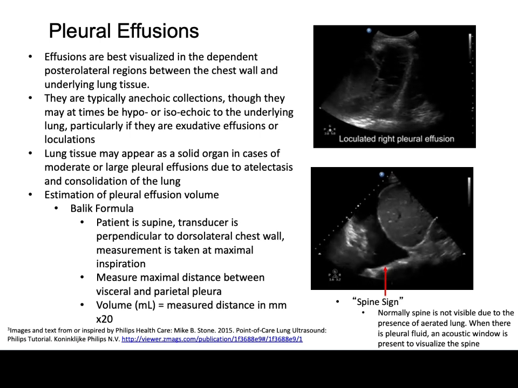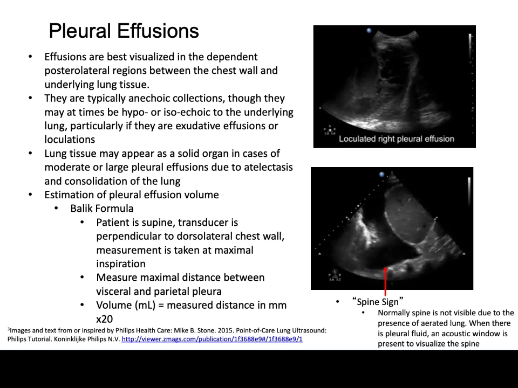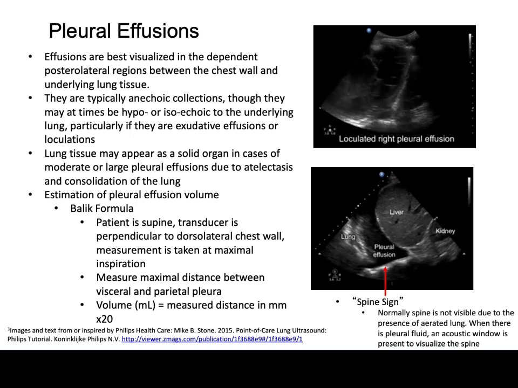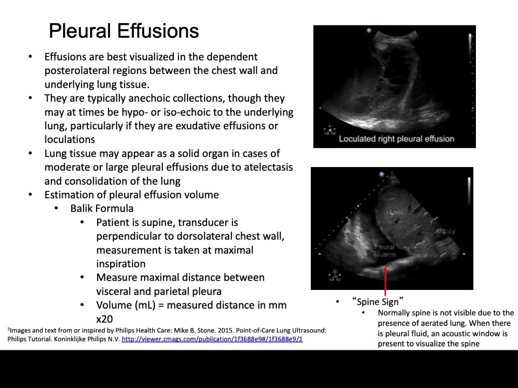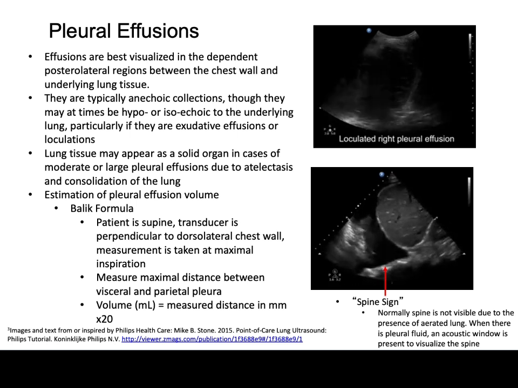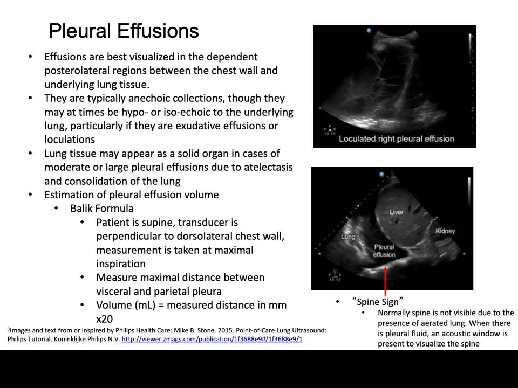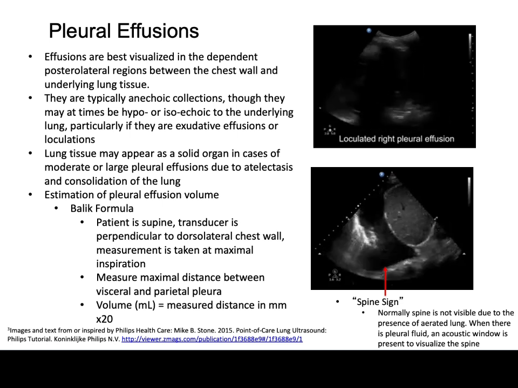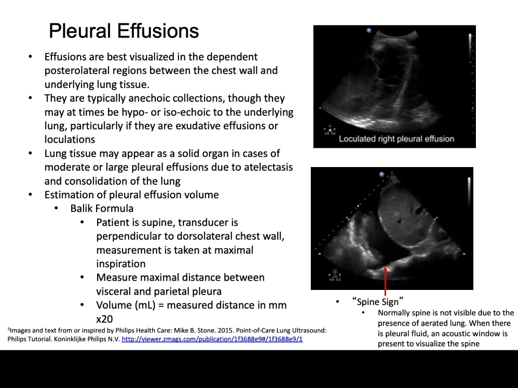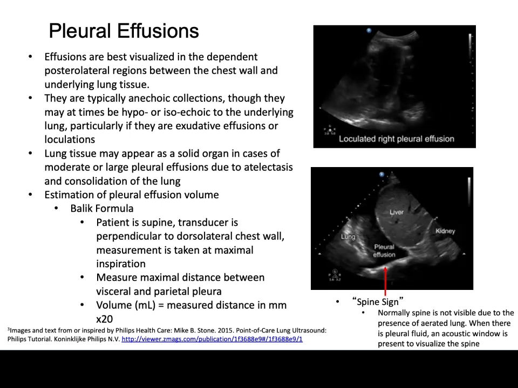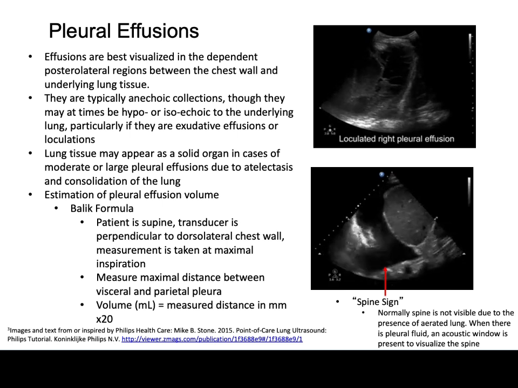In the images on the right-hand side of the screen, you can see an example of a loculated right pleural effusion with septations. On the bottom right-hand side of the slide, you can see an example of a simple pleural effusion. What's noted by the red arrow is called the spine sign. Normally, the spine is not visible due to the presence of aerated lung. However, when there's pleural fluid, an acoustic window is present, and this allows you to visualize the spine.